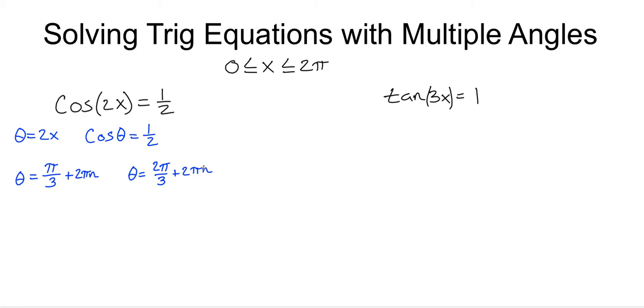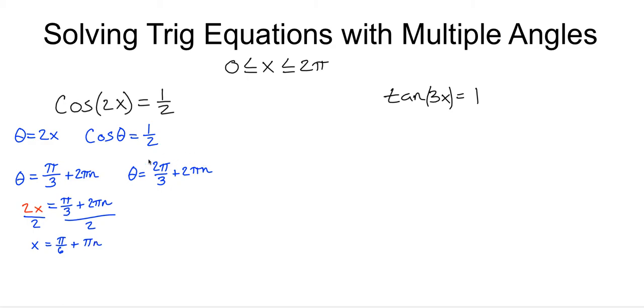Now that I've done this, I'm going to plug the 2x back in for theta. So I get 2x is equal to pi over 3 plus 2 pi n. In order to get x by itself, I have to divide both sides by 2. That gives us x is equal to pi over 6 plus pi n, where n again is the number of additional rotations.